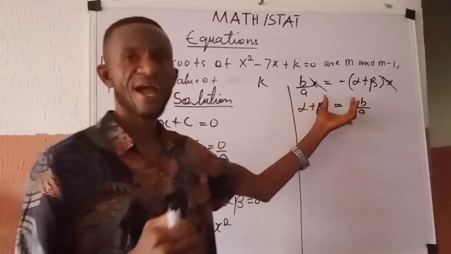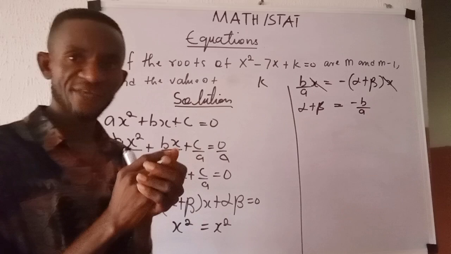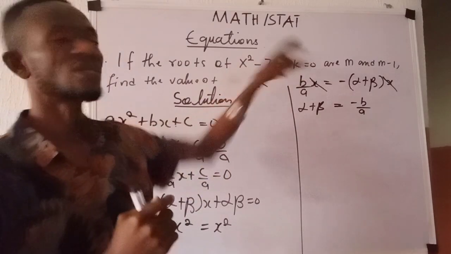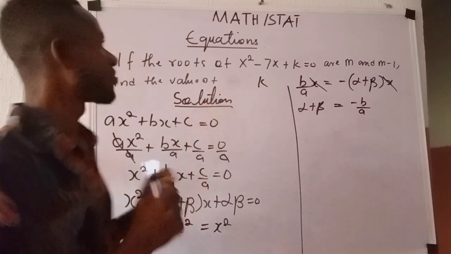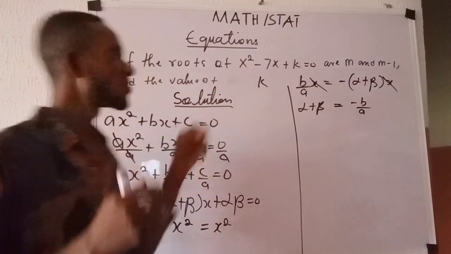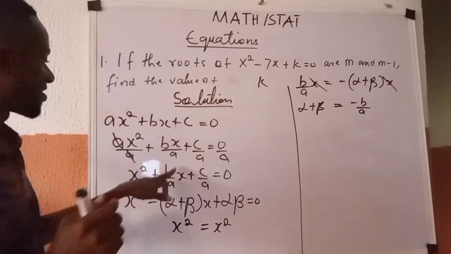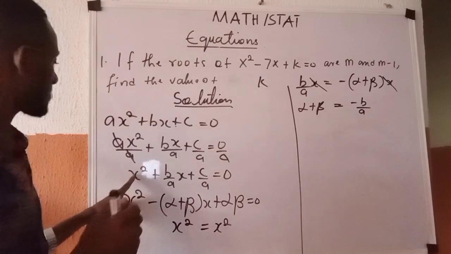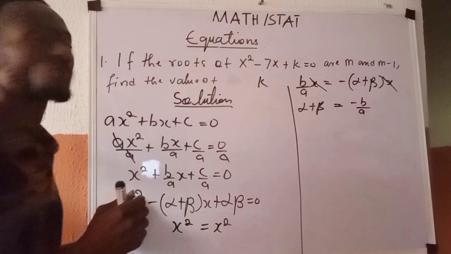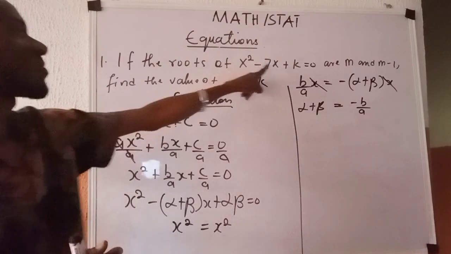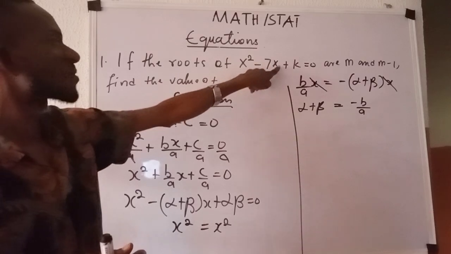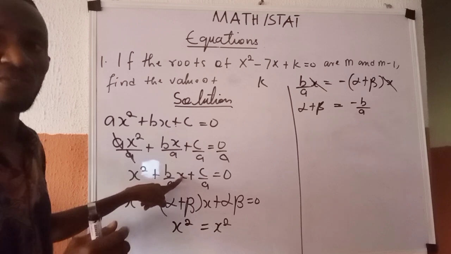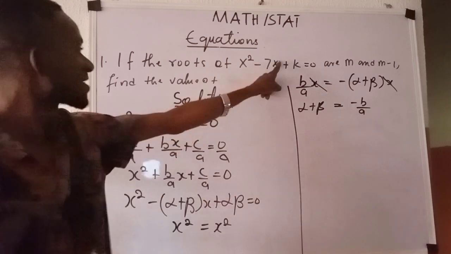So with this, which we now have, we now return to the question that we were given. The question said x raised to power 2 minus 7x plus k equals 0. So what we are going to do now is to begin to compare term by term this equation with these two equations. Here is my x raised to power 2. Then I return here. Here is my minus 7x. Here is my b over a of x.